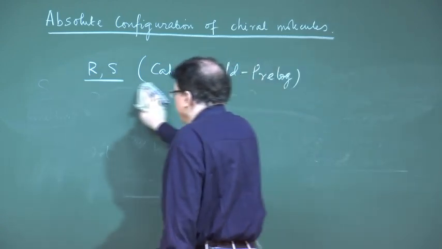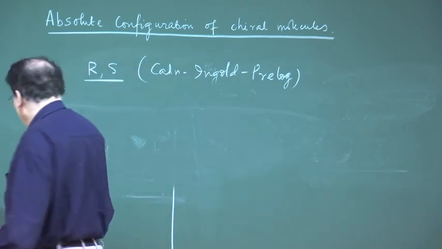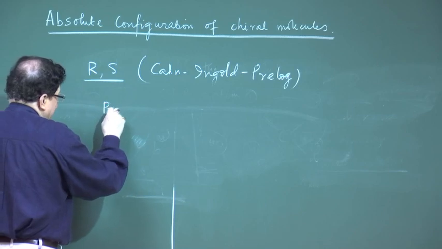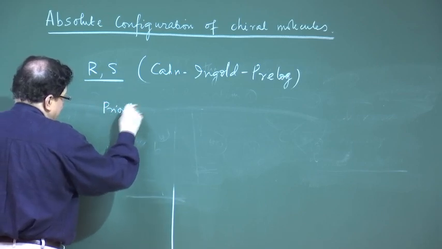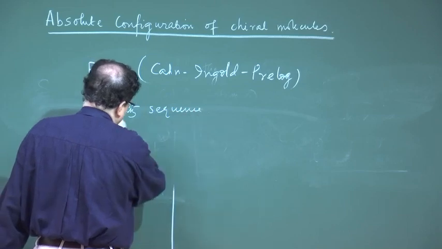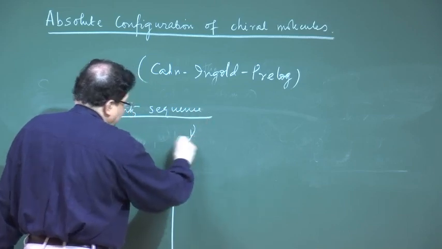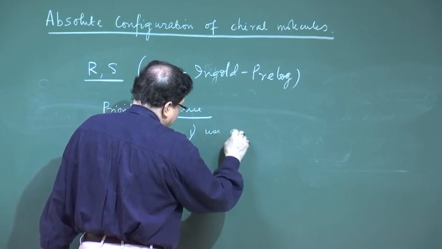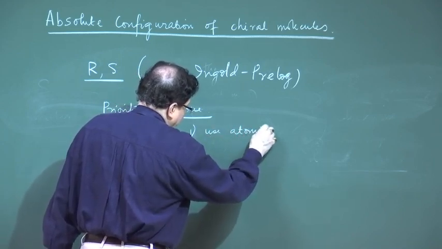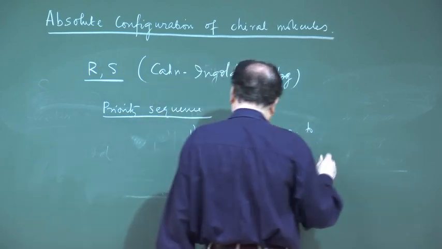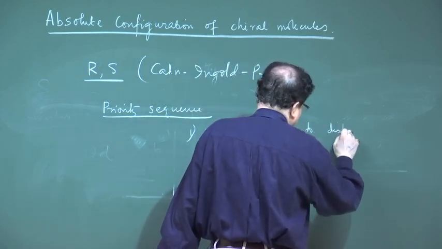Now, the rules say that to assign priority sequence, you first check, use atomic number to distinguish between the ligands.